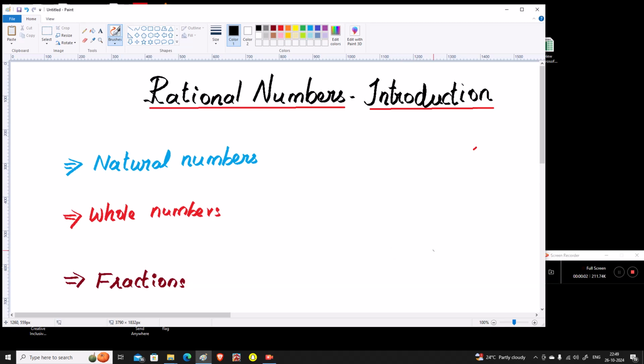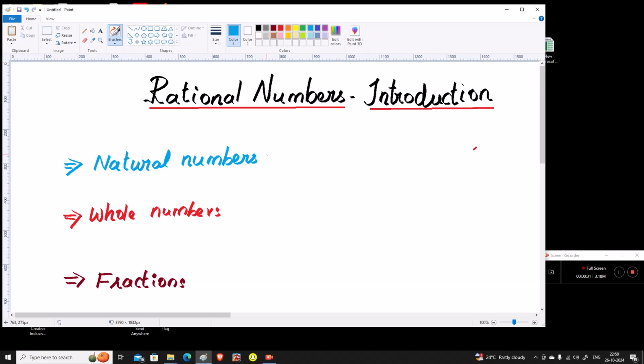Hi everyone, this is a continuation of the previous video under the chapter rational numbers. So in the previous video we learned a rational number which can be written in a p by q form where q is not equal to 0 and p and q are co-prime numbers. Now we are going to recall all the numbers and then we are going to correlate with the rational number.